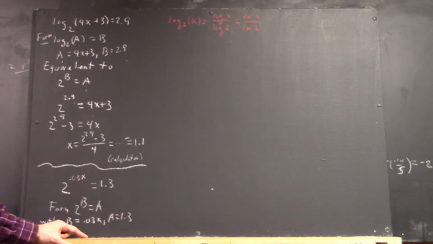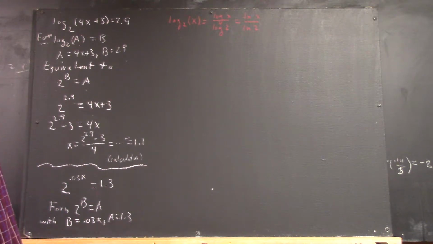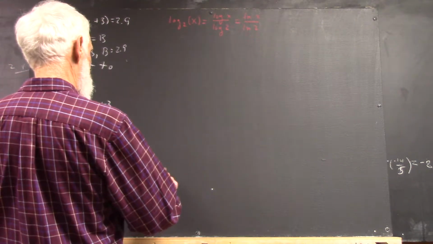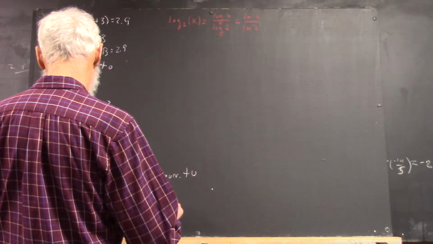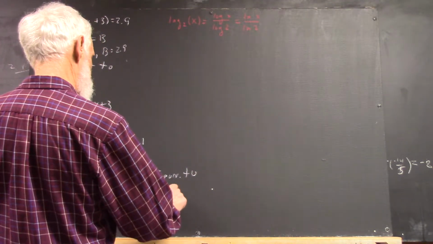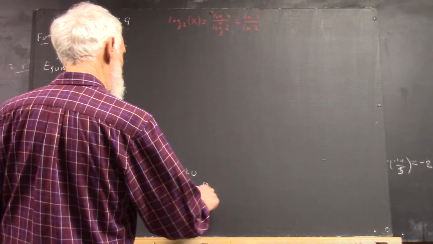We have this. Now, what's the next thing I want to write down? What's the next thing I wrote down here after identifying A and B? I wrote the form, and then the words equivalent to, right? I'm going to write those words on the board, even though I don't need them, but you do. This is equivalent to log base 2 of A equals B.